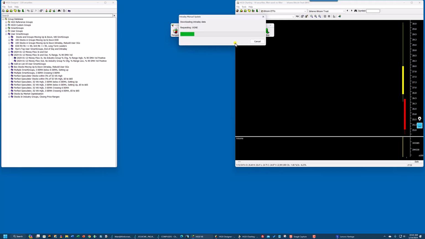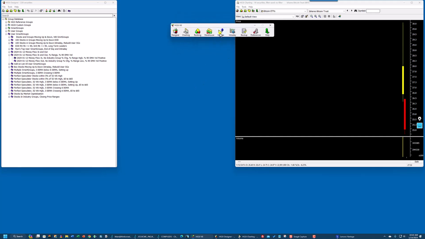And let's see, update intraday now, and you can see that by closing HGSI, it is in their proper sequence. Thinkorswim is open. It has to be open before HGSI or it won't work. So this just takes 30 seconds probably.